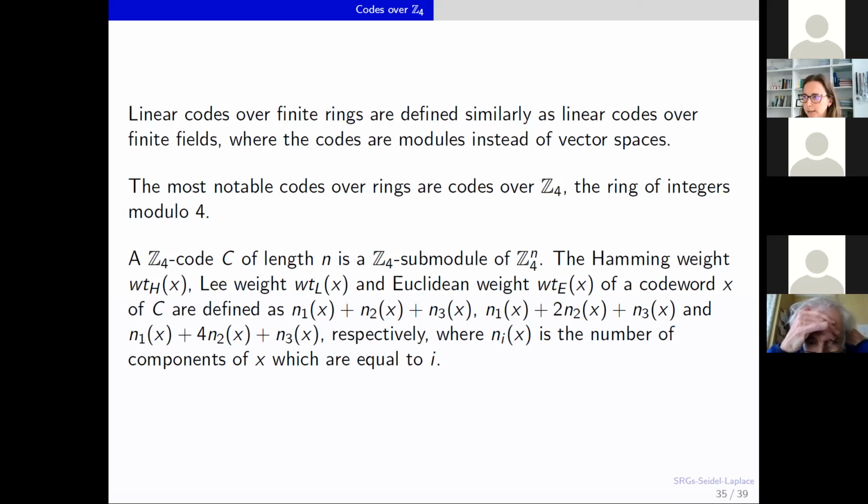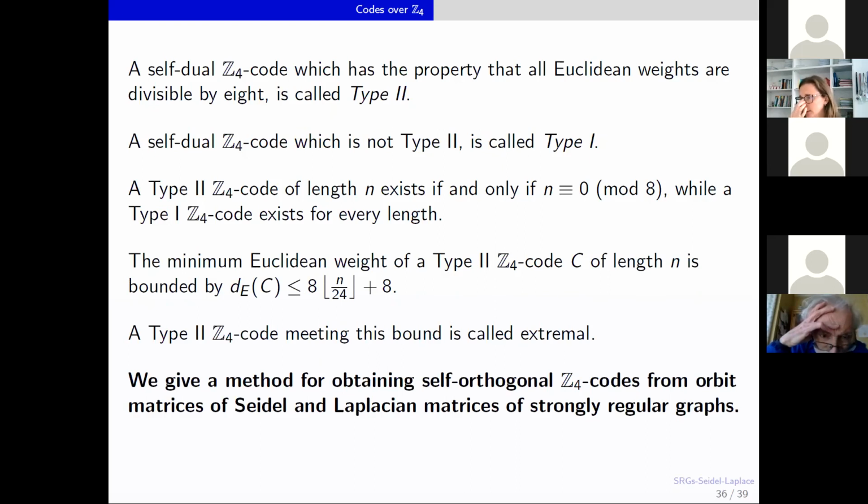This is something that I will just show you quickly because I don't have time now. But a Z4 code of length n is a Z4 submodule of Z4 to the n. And for Z4 codes, there are three weights defined: Hamming weight, Lee weight, and Euclidean weight, which are differently defined. And actually, they depend on the number of the components of the codeword which are equal to 1, 2, or 3.